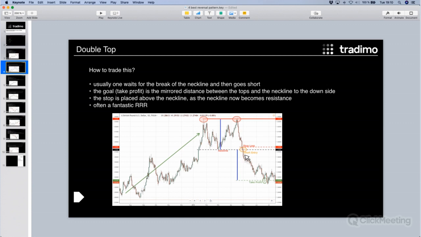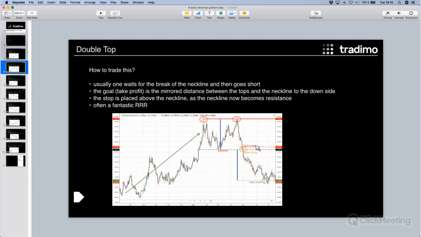What is the next point? The next point is to manage the risk. So you need to know where your stop loss has to be. The stop loss in this case should be above the neckline, because the neckline becomes, after a break, a resistance level. And you want to use this resistance level for your stop loss. So you place your stop loss slightly above the neckline to protect yourself and your account.